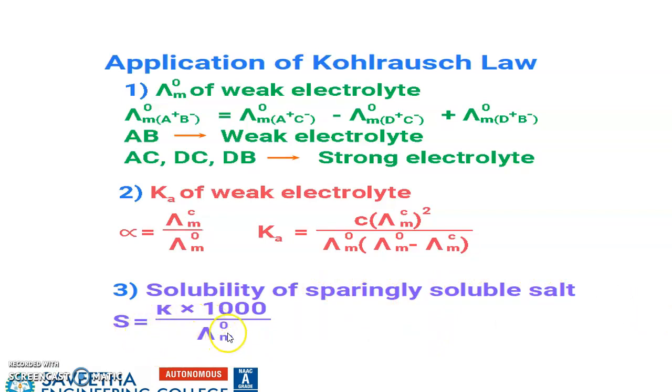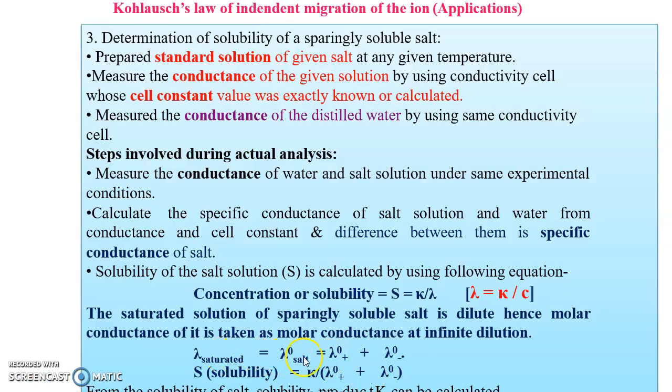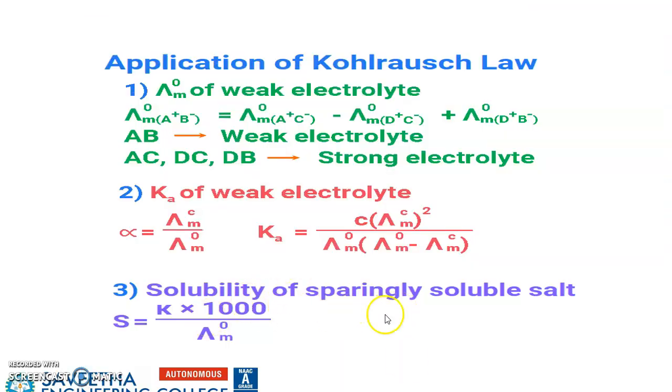We are taking the lambda equivalence representation. Lambda equivalence is equal to 1000 kappa by C, where C is replaced by S and lambda equivalence is replaced by lambda naught. And according to Kohlrausch's law, lambda naught is equal to lambda naught of plus ion plus lambda naught of minus ion. So this is how we can calculate the solubility of the sparingly soluble salt.